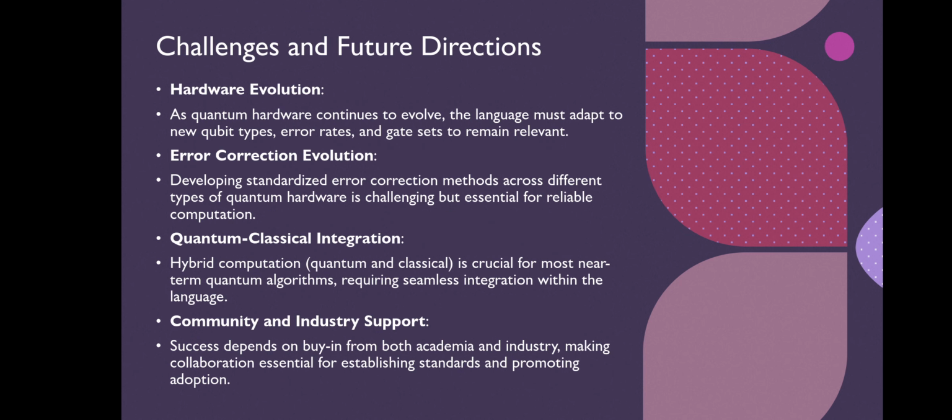Now, what are the challenges and future directions? Hardware evolution. As quantum hardware continues to evolve, the language must adapt to new qubit types, error rates, and gate sets to remain relevant. Error correction evolution. Developing standardized error correction methods across different types of quantum hardware is challenging but essential for reliable computation. Quantum-classical integration. Hybrid computation, quantum and classical, is crucial for most near-term quantum algorithms, requiring seamless integration within the language. Community and industry support. Success depends on buy-in from both academia and industry, making collaboration essential for establishing standards and promoting adoption.